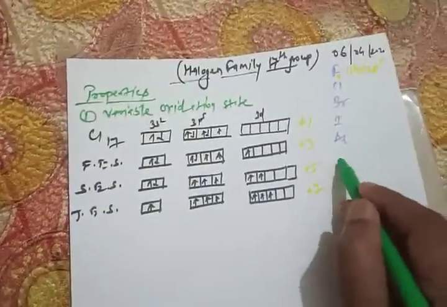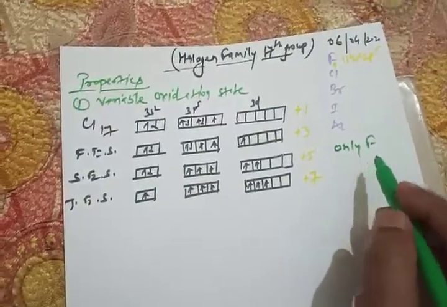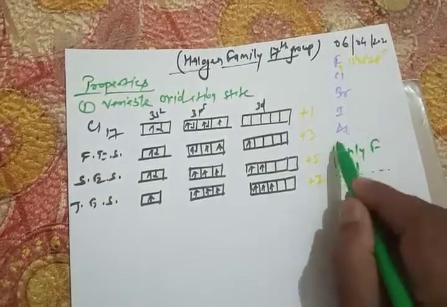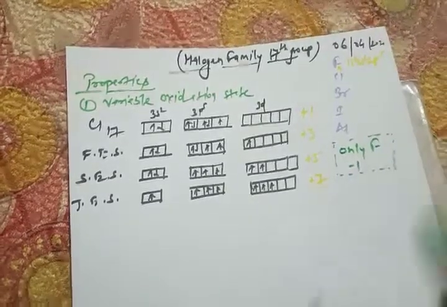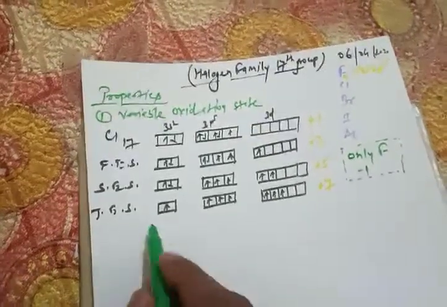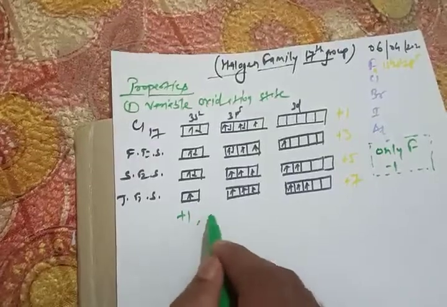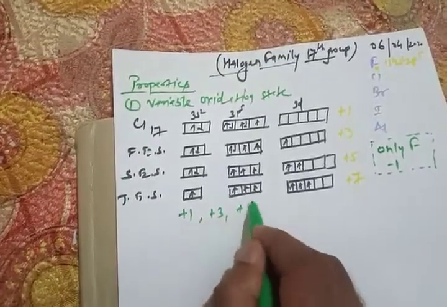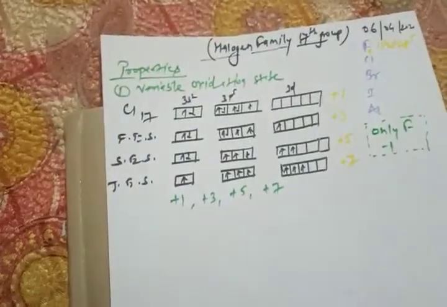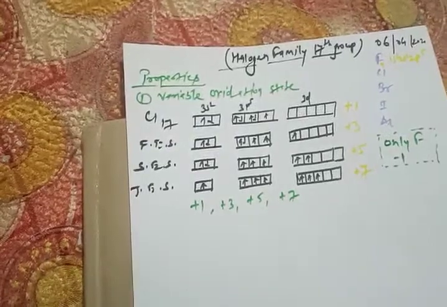Only fluorine, which is the most electronegative element, will show -1 oxidation state. Only fluorine, every time, will show -1. The rest of the halogens will show +1, then +3, then +5, then +7. Only in the case of fluorine will it show -1. So this is the first property.